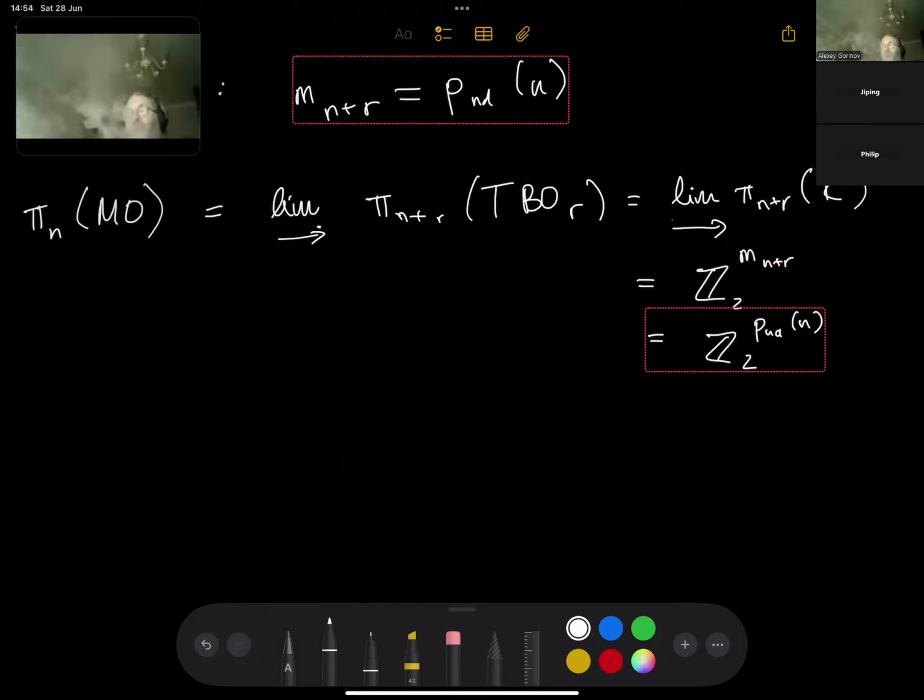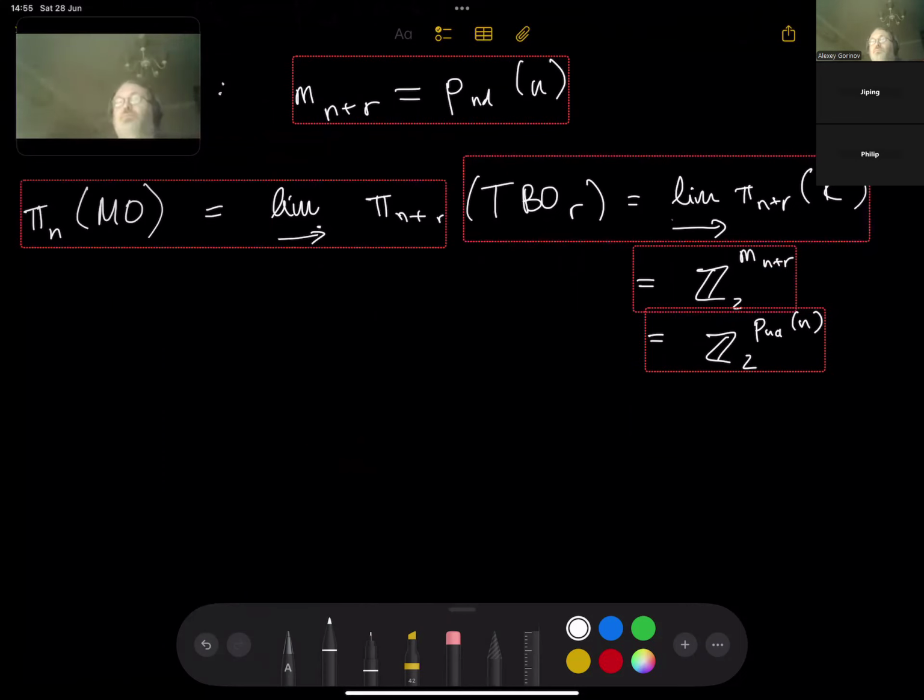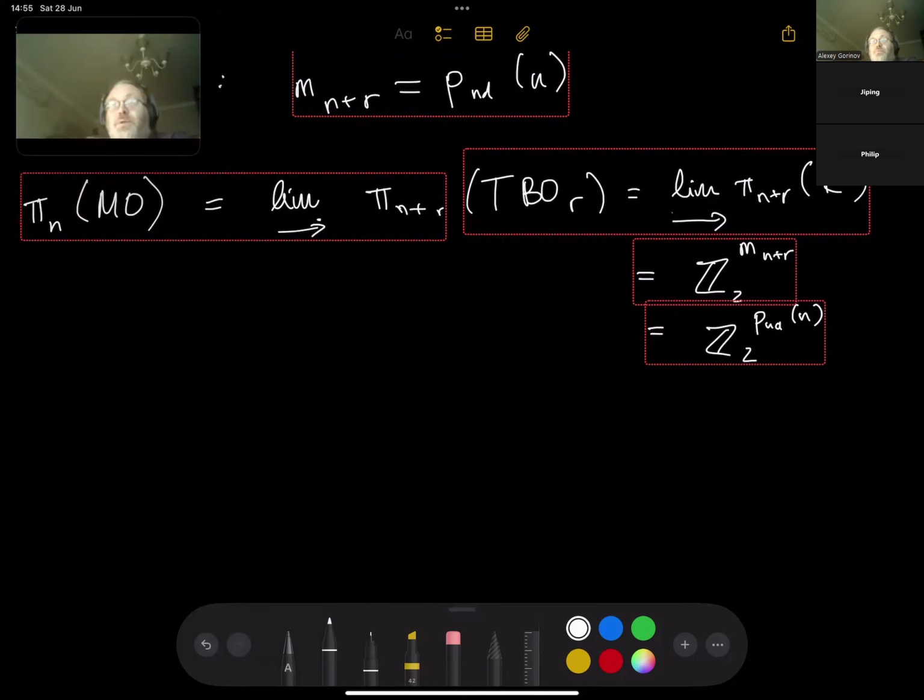The homotopy groups of MO are Z2s. That's the explicit answer. But to show that the MO spectrum is a direct sum of the Eilenberg-MacLane spectra, we don't need to know exactly the number of the summands. We have an isomorphism.